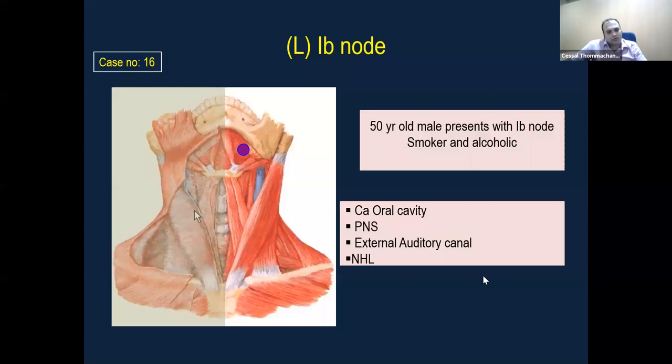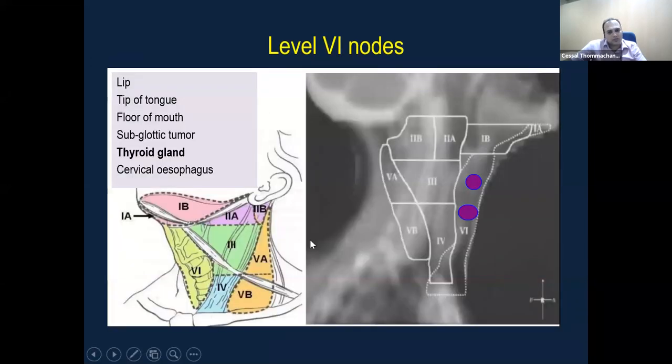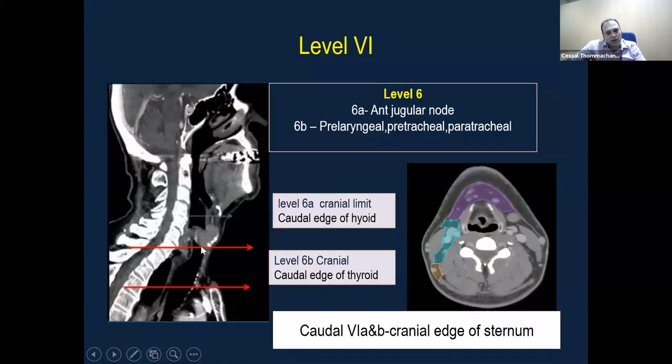If you have level 6 nodes, anterojugular lymph nodes, it is divided into 6A and 6B. We have no time to discuss all this, we will have another session for that. So this is from the caudal edge of the hyoid bone to the sternum, that is 6A. The inferior limit remains the same, but the 6A nodes, the anterojugular nodes, begin from the caudal edge of the hyoid bone. And 6B is from the caudal edge of the thyroid cartilage to the sternum. So the superior limit is different.